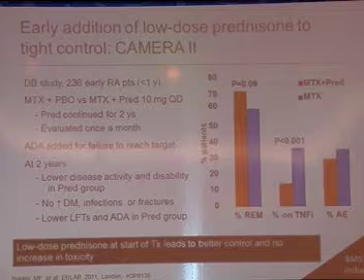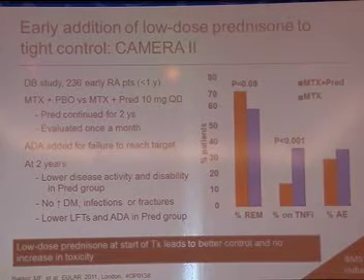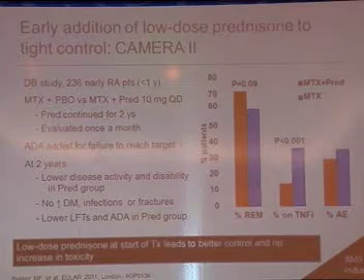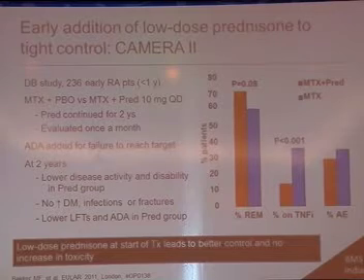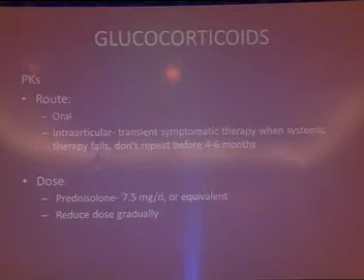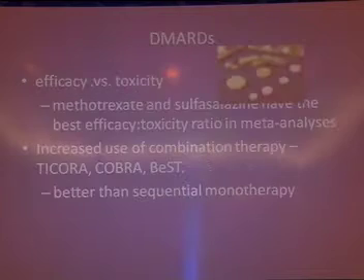Now, early addition of low dose, this is another CAMERA 2 study, shows that early addition of low dose prednisone does help. Low dose prednisone at the start of the treatment leads to better control and no increase in toxicity. Now, glucocorticoids, we all know, I'm not going to detail here, but DMARDs stabilize joint function as early as possible, give better outcome, greater awareness of NSAID toxicity, and DMARDs do slow the disease progression.